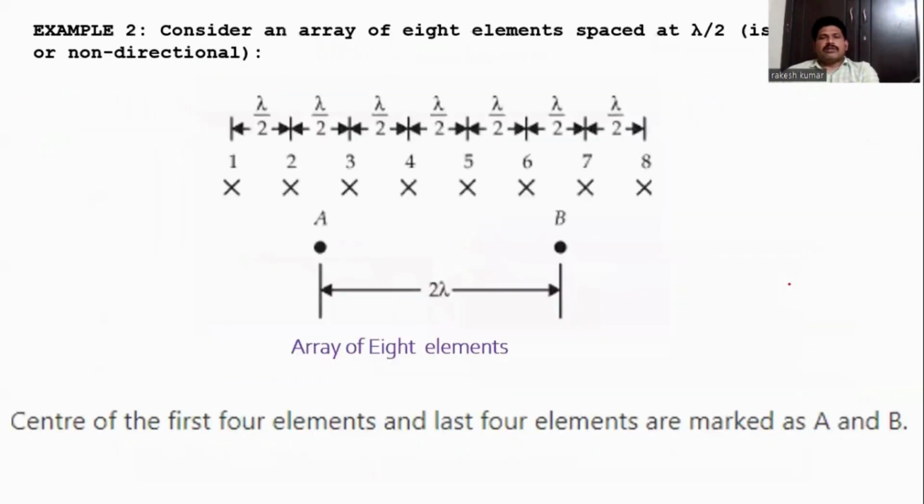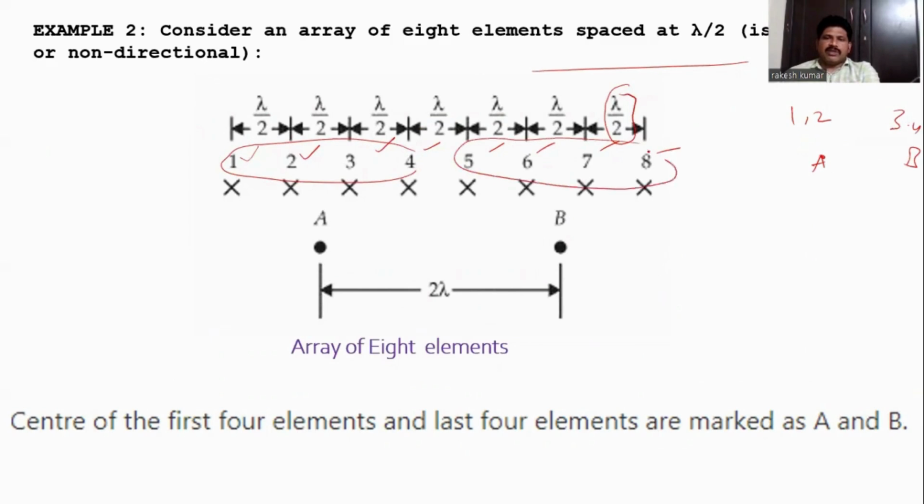Okay, now let us go to example 2, very, very important one. So it is for 8 elements separated by lambda by 2. So first element, second element, third element, fourth element, fifth element, sixth element, seventh element, all are separated by a distance of lambda by 2. Okay, so here what I am doing: in the previous case, I considered 1 and 2 elements as A and 3 and 4 as B. Here I am considering 1, 2, 3, 4 as A and 5, 6, 7, 8 as B. Here what is the separation distance? Here the separation distance is 2 lambda. In the previous case, the separation distance is lambda. Here the separation distance is 2 lambda.